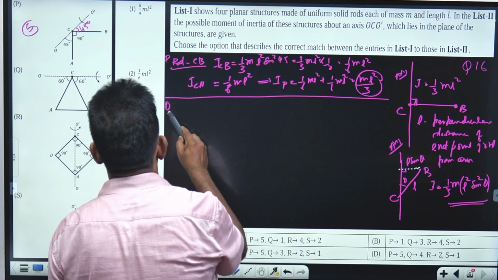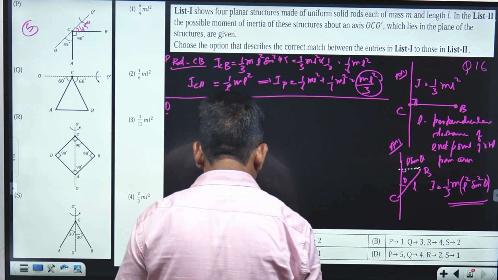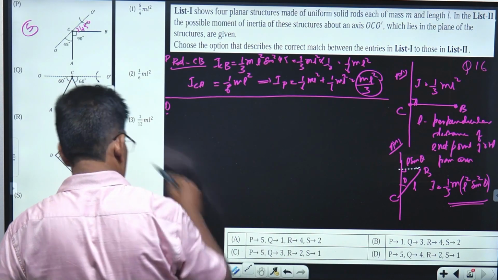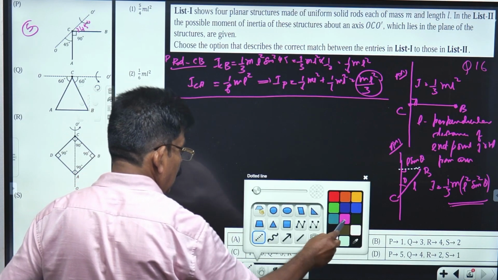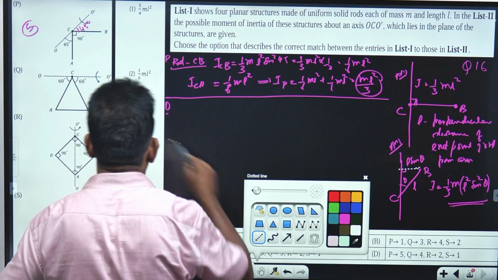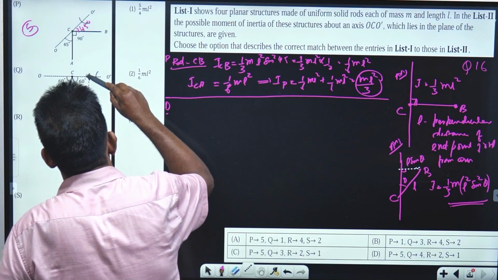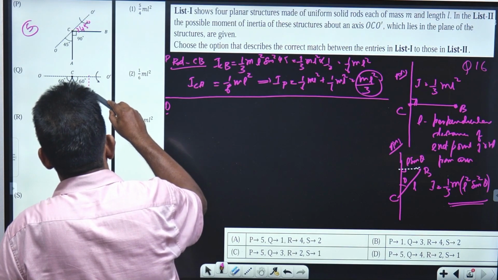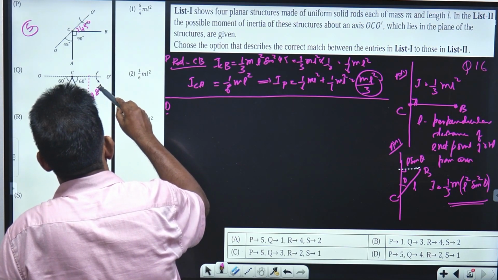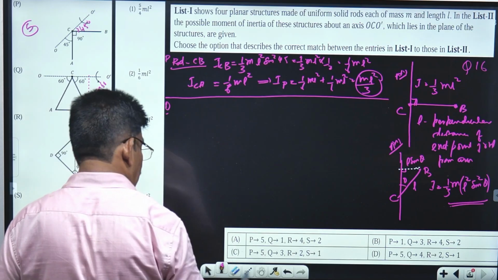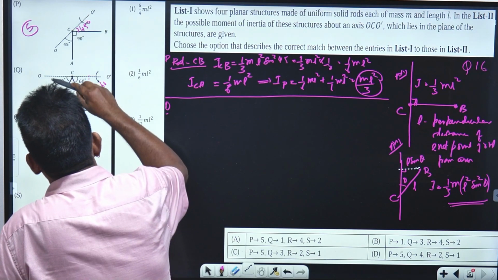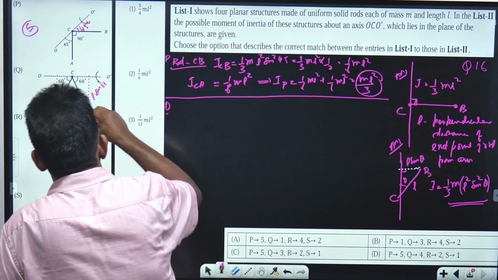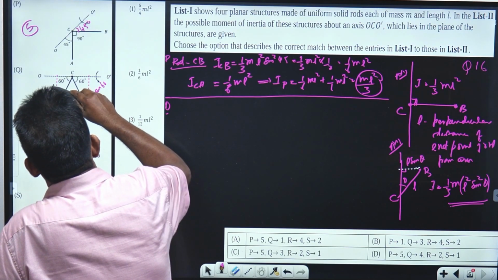Now, figure Q. Again, we have the rod CB. This is the perpendicular distance of the rod CB, isn't it? And in the diagram itself, I am marking this as L sine 60. Similarly, CA, same thing. CA makes 60 degree. Therefore, this is coming to be L sine 60.